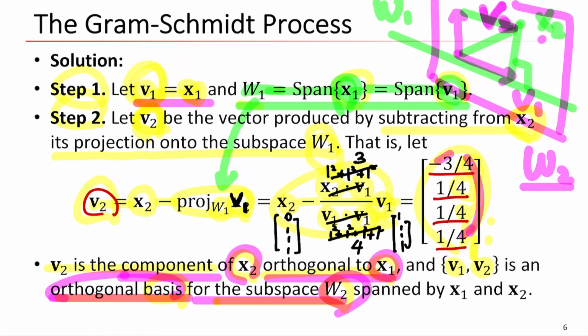Here, v2 is the component of x2 orthogonal to x1, or W1, and v1 and v2 are the orthogonal basis for the subspace spanned by x1 and x2, right? And what next? We have to find v3, which is orthogonal to the W2 space, right?